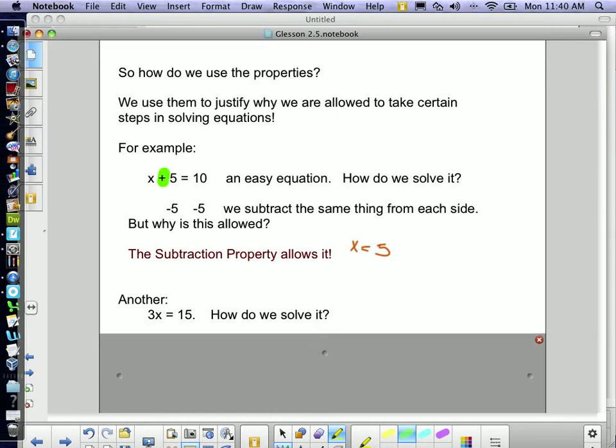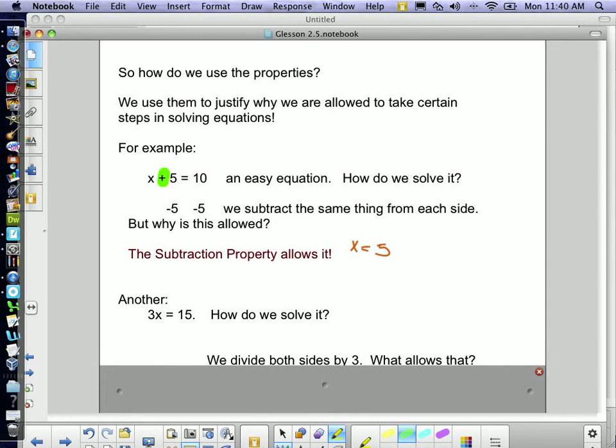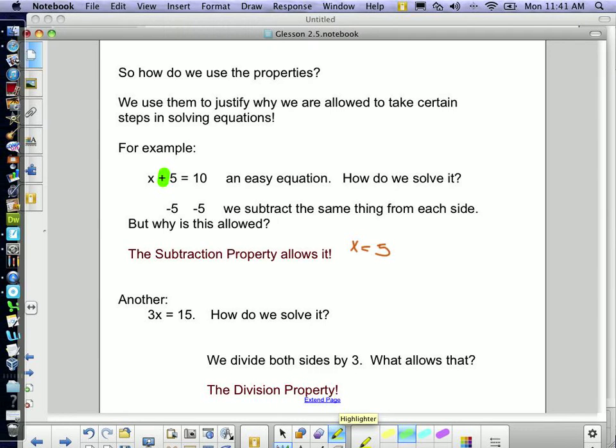All right, let's look at another one-step equation. 3x equals 15. How do we solve that? Go ahead. I'm sure everyone else in here knows. Well, hold on. You guys answered the last one. Go ahead. What are we going to do? Okay, so you're going to divide both sides by 3. What allows me to do that? Which property? The division property. It's pretty simple once you get the hang of it. It's like, oh, that's all?